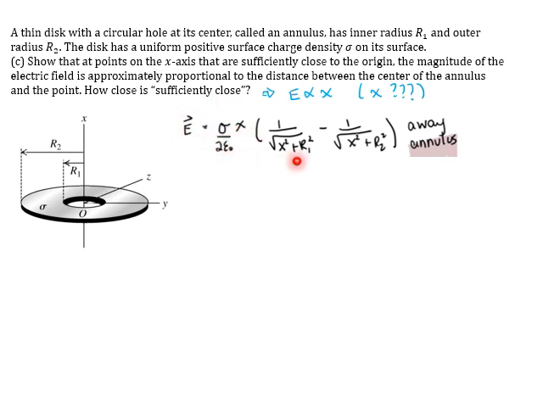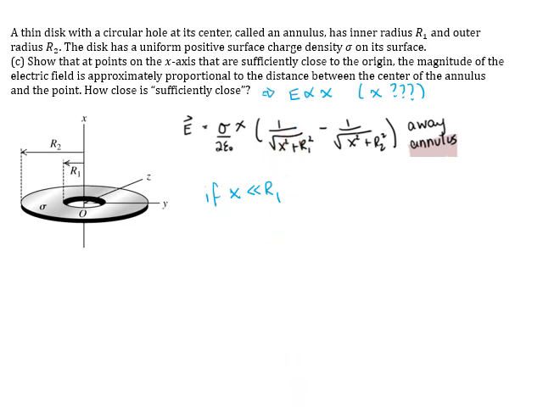So there's a proportionality, but I have all this stuff in here. What I'd like to do is think about for what conditions would all of this stuff become about constant. So I'm going to think, if my x is a lot smaller than my r1. Okay, so that's one condition that just pops to mind because I see this right here.